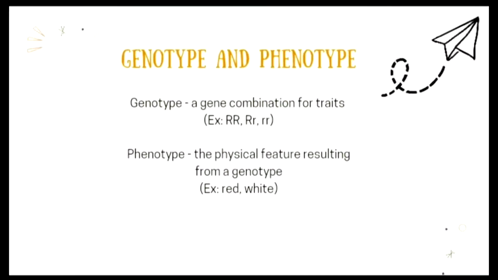So the last one we have is genotype and phenotype. Genotype is the gene combination for a trait. For example, BR, BR, small r, and small r. Phenotype is the physical feature resulting from a genotype. For example, red and white.